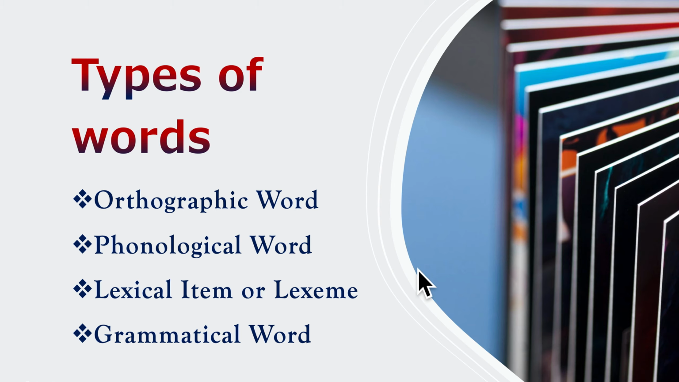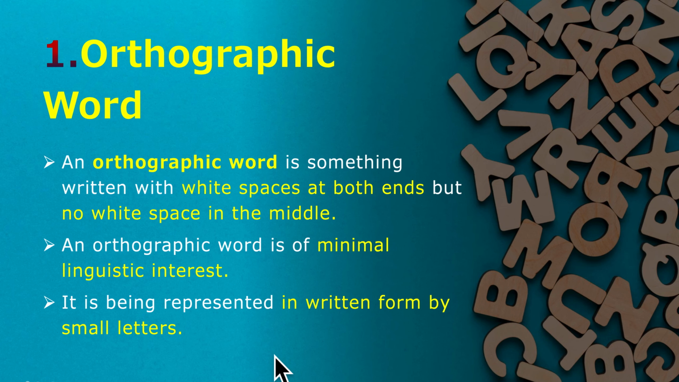Hello and welcome to the topic of types of words. We have basically four types of words. The first one is orthographic word, second is phonological word, third is lexical item or lexeme, and the fourth is grammatical word. We move on to the next.